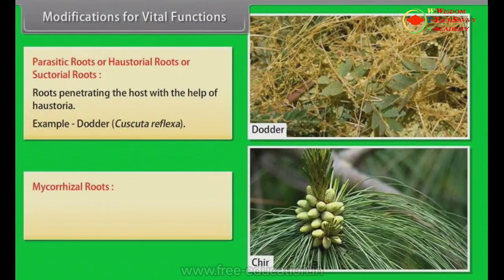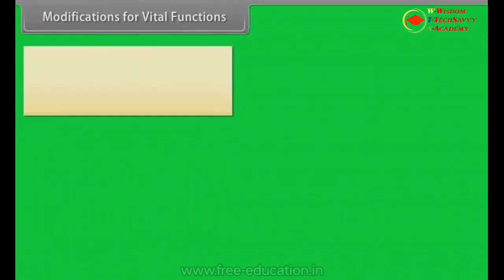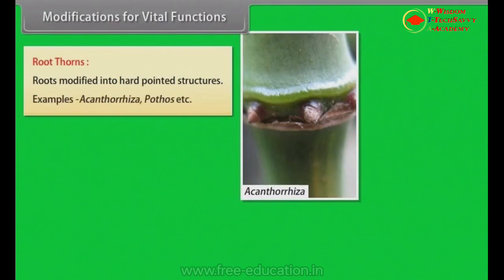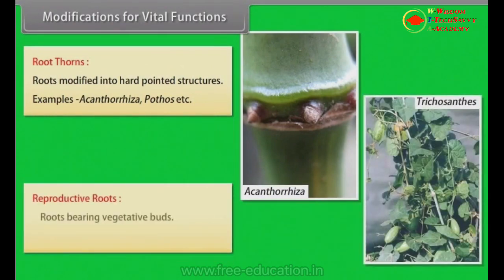Mycorrhizal roots: roots associated with fungi. Examples, pine, birch, etc. Root thorns: roots modified into hard-pointed structures. Examples, Acanthorhiza, pothos, etc. Reproductive roots: roots bearing vegetative buds. Examples, Trichosanthes, Ipomoea, etc.